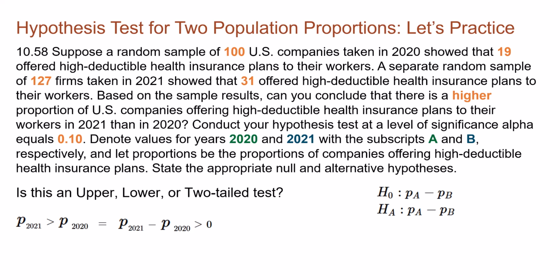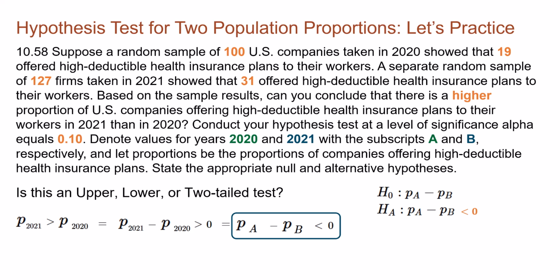However, we can see from the given hypothesis statements, 2020 or A was referenced first. So we could then rewrite it as P sub 2020 minus P sub 2021 is less than zero. Now all we must do is replace the 2020 and 2021 with A and B respectively, and that is your alternative hypothesis. Let's go ahead and plug in less than zero there.